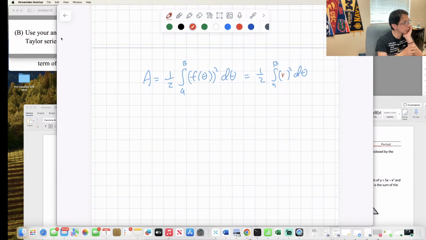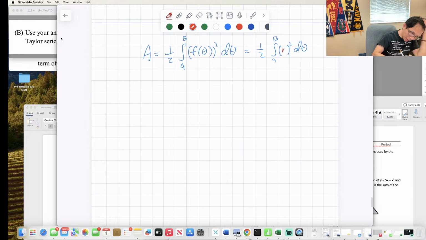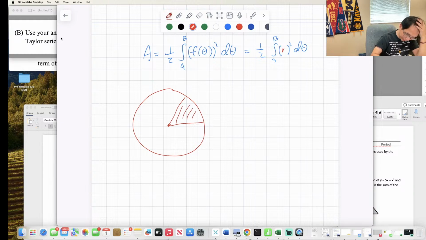Is there like an easy way to understand why they had that formula? Okay, let's try it. If you have the area of a sector, what will be the area of this sector here? Like this sector here. Oh, arc length times radius.